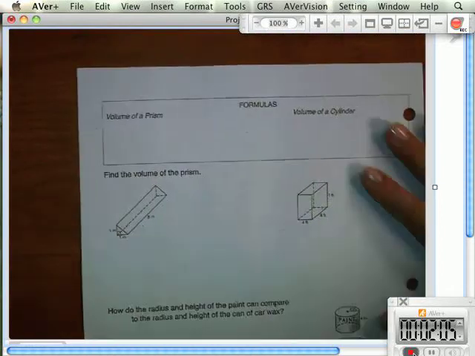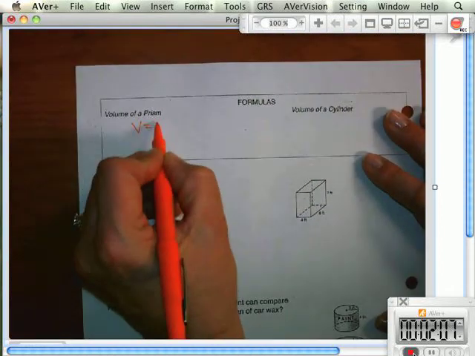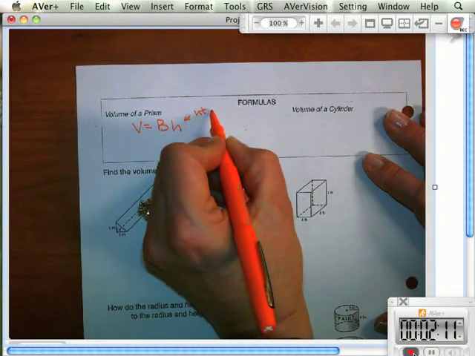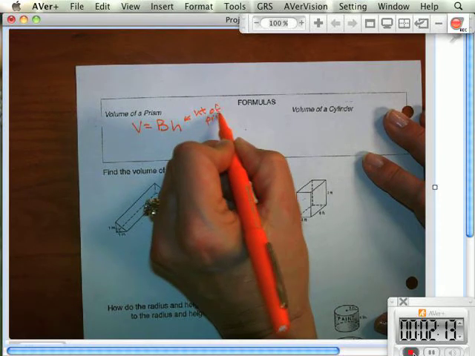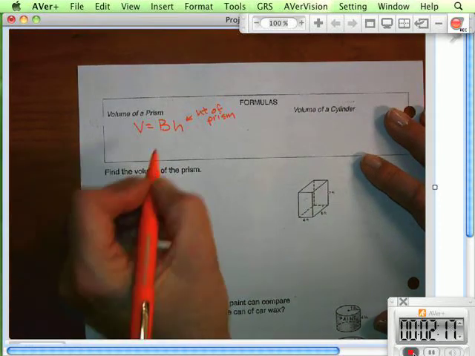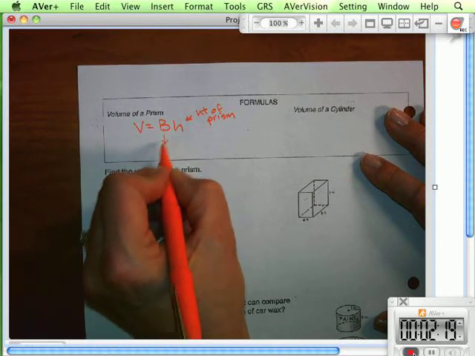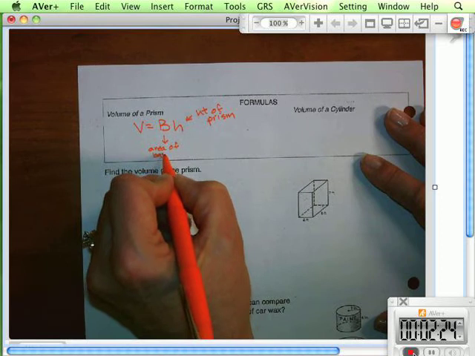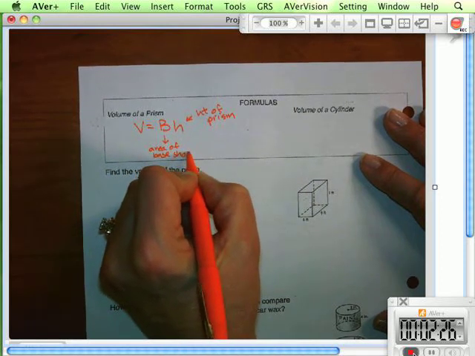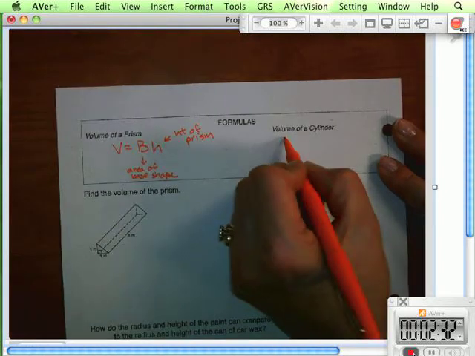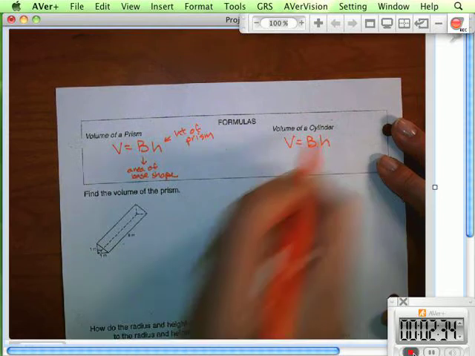The formulas are actually the same. I want you to realize that, again, the H is the height of the prism. And the base is the area of the base shape. Now, when it's a prism, it could be a rectangle, it could be a triangle, or something else like that. For a cylinder, it's also volume equals base times height.